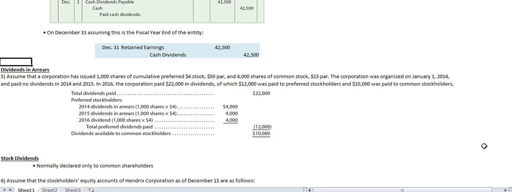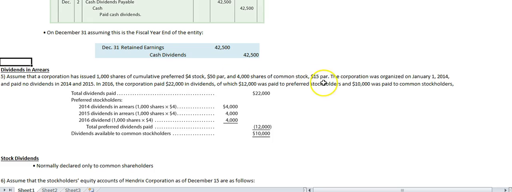So let's take a look at this example, and it says, assume that a corporation has issued 1,000 shares of cumulative preferred $4 stock, which has a $50 par value, and 4,000 shares of common stock, $15 par value. So here we have $4 stock, preferred stock at $50 par. It's expressed in dollars. It could also be expressed in percentages, right? So what percentage would this be? Well, this would be 8%. 4 divided by 50 is 8%, right?